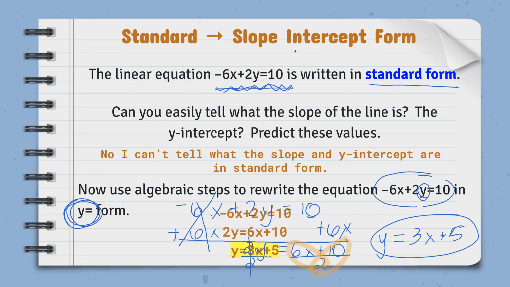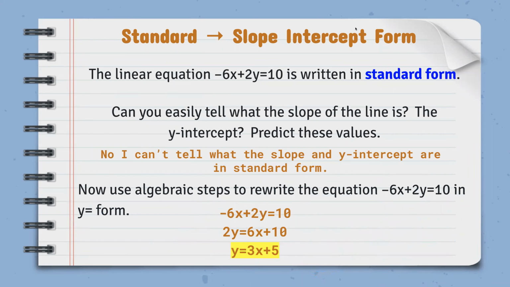Now, can we easily tell what the slope and y-intercept are of this equation? We can. The slope is 3, the y-intercept is 5. The rate of change is 3, her speed. The 5 would be like her starting point, her initial value.